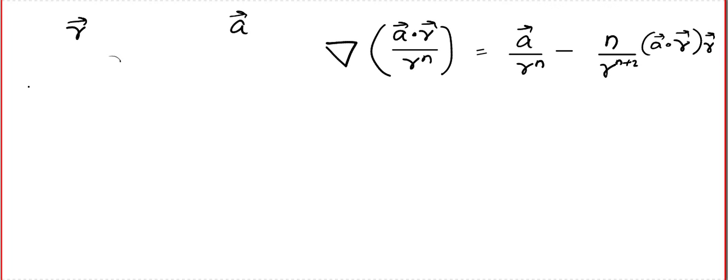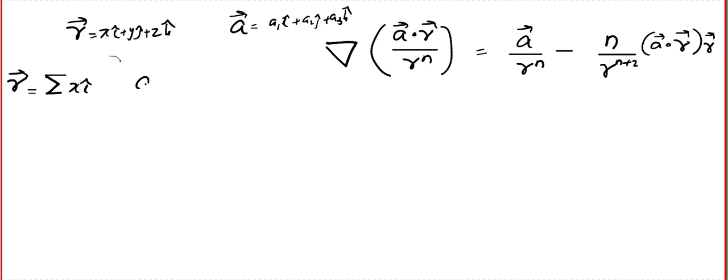Okay, so shall we go for the summation method? Yeah. So what is R? Xi plus yj plus zk. Wait. Why should I write it that long? In summation, it is sigma xi. What is A? a1i plus a2j plus a3k. No, A is sigma a1i.